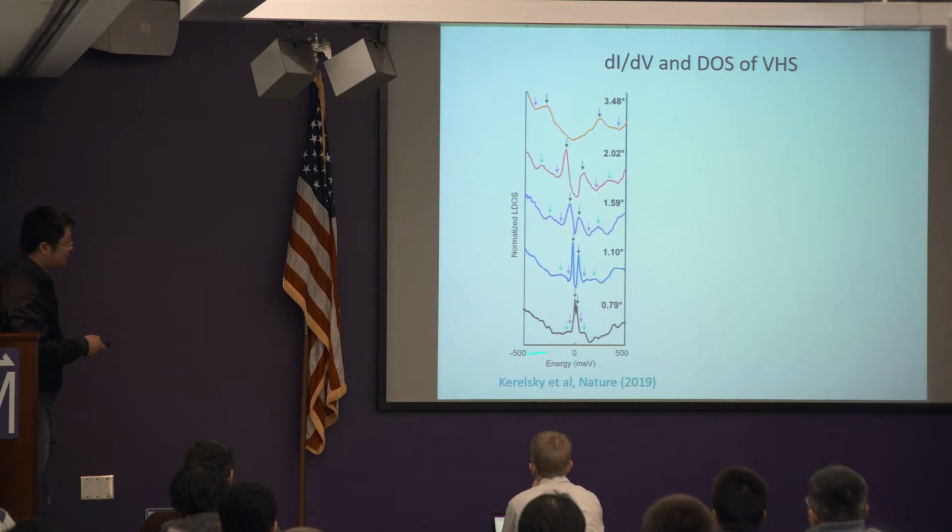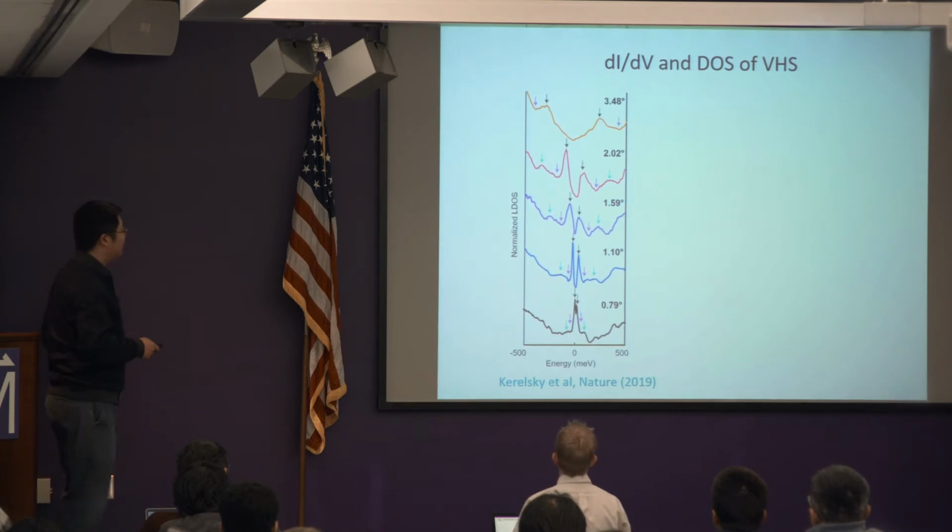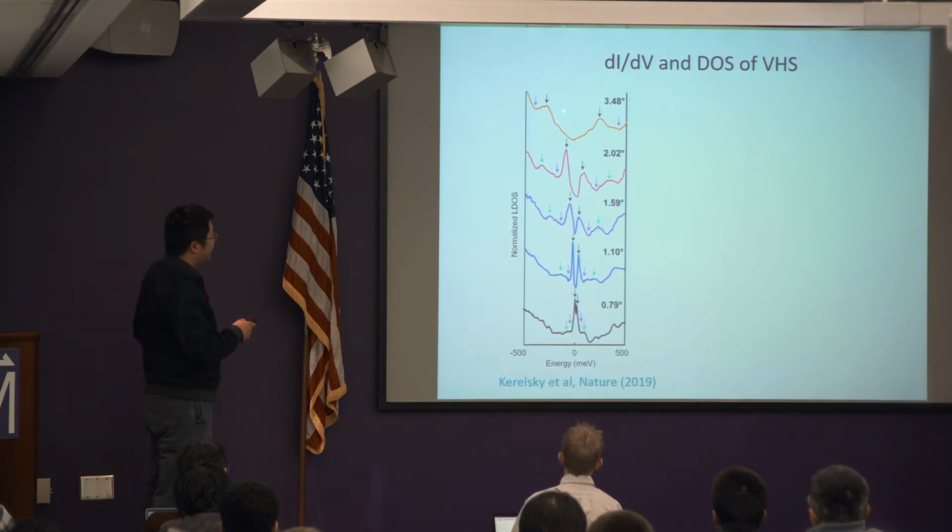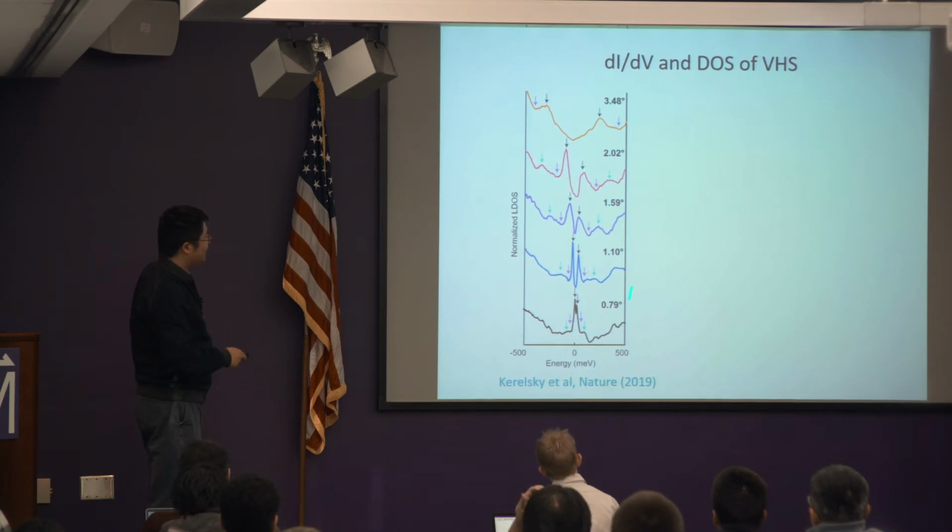There are recent experiments from the Columbia group, the STM experiments. There are several STM experiments, and I'm showing the Columbia data here. You can see that these are the differential conductance, dI/dV, at different twist angles. So if I don't show you the twist angle here and ask you which one is at the magic angle, right?